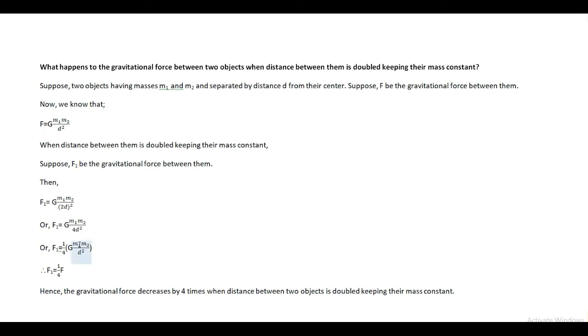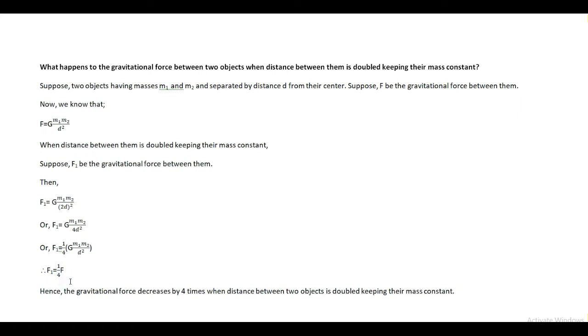And you know G m1 into m2 by d square is F. So in the place of G m1 into m2 by d square, we are writing F, and the 1 by 4 is written as it is. Then we have F1 equals 1 by 4 F. So from here it is clear that F is the initial gravitational force, F1 is the final gravitational force, and the final gravitational force is 1/4 of the initial gravitational force.